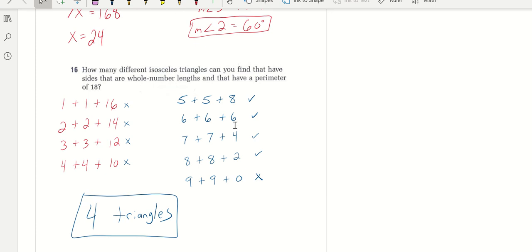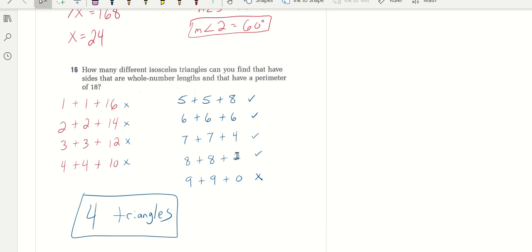6, 6, and 6. Oh, Mr. Rivers, that's equilateral. That's okay. Equilateral triangles are also isosceles. This is possible as well. 6 plus 6 is greater than 6, so yes. 7, 7, and 4 has a sum of 18. 4 plus 7 is 11, and 11 is greater than 7, so that's a possible triangle as well.